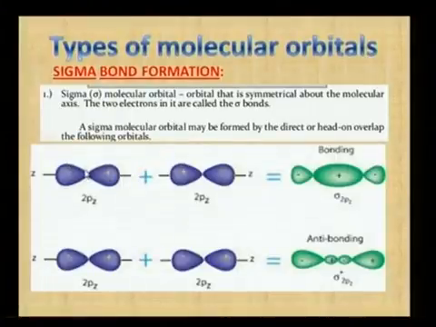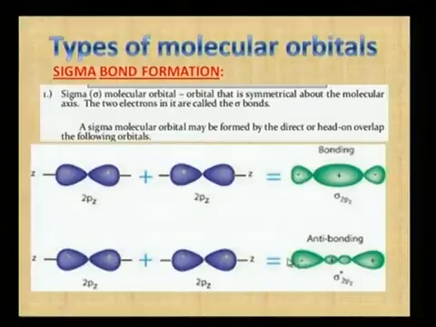Here, for example, the 2pz orbital is taken as the internuclear axis. Here, two 2pz orbitals undergo head-on overlapping and result in the formation of a sigma molecular orbital. In this sigma molecular orbital, there are two types: sigma bonding molecular orbital and sigma anti-bonding molecular orbital.